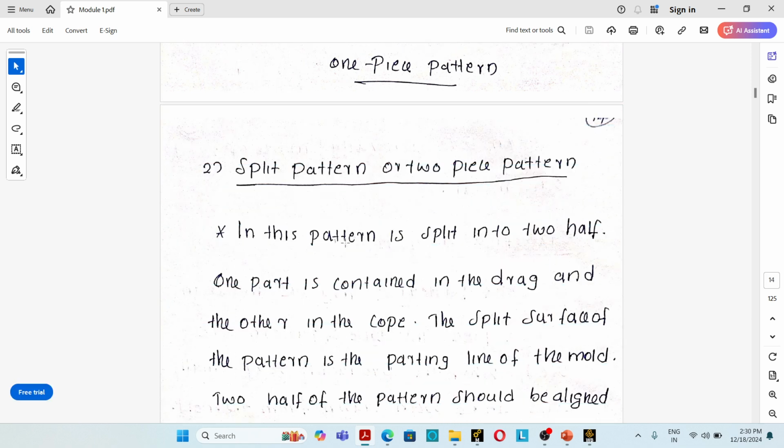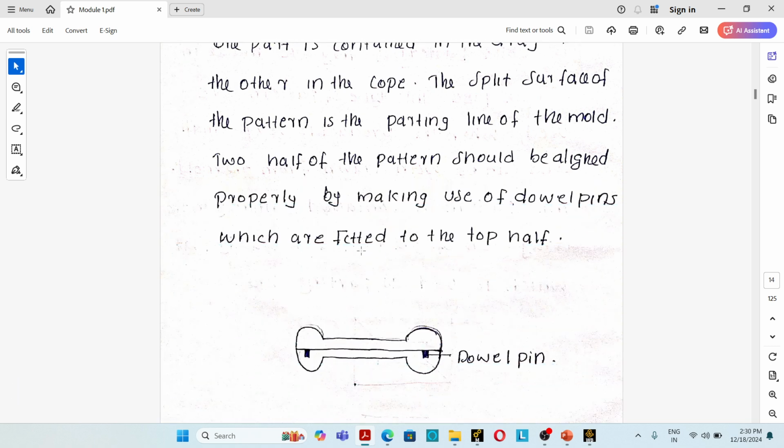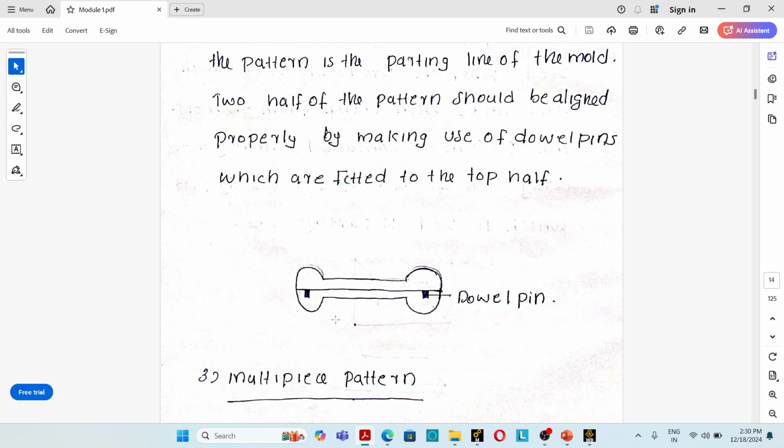The second one is the split pattern or two-piece pattern. You can see this is one example of a split pattern. In this type of pattern, the pattern is split into two halves. You can see this is one half and this is the other half.